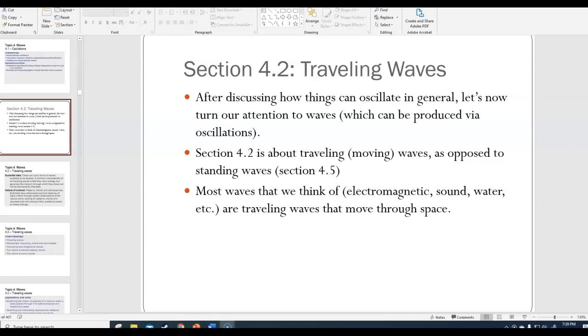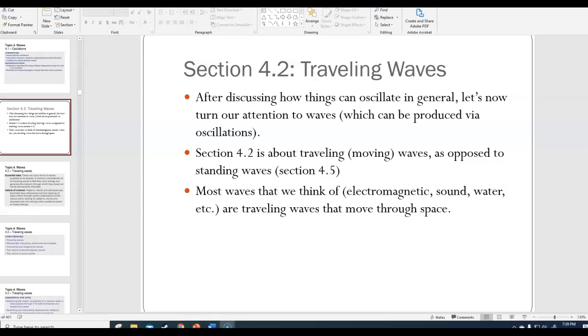Okay, so in this video we're going to start section 4.2, which is about traveling waves. We're done with our 4.1 section about simple harmonic motion and basic oscillations. Like I said, 4.2 is about traveling waves, which, as the name implies, are waves that travel, as opposed to standing waves, which we'll talk about in section 4.5.